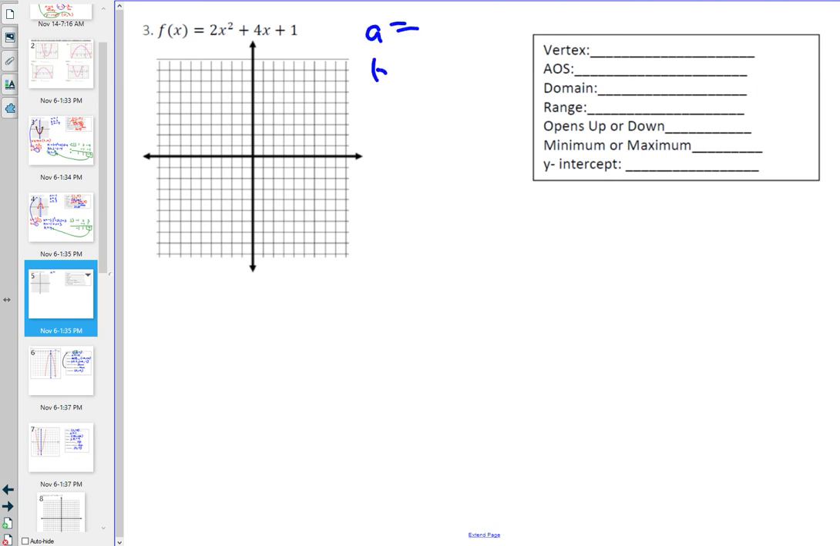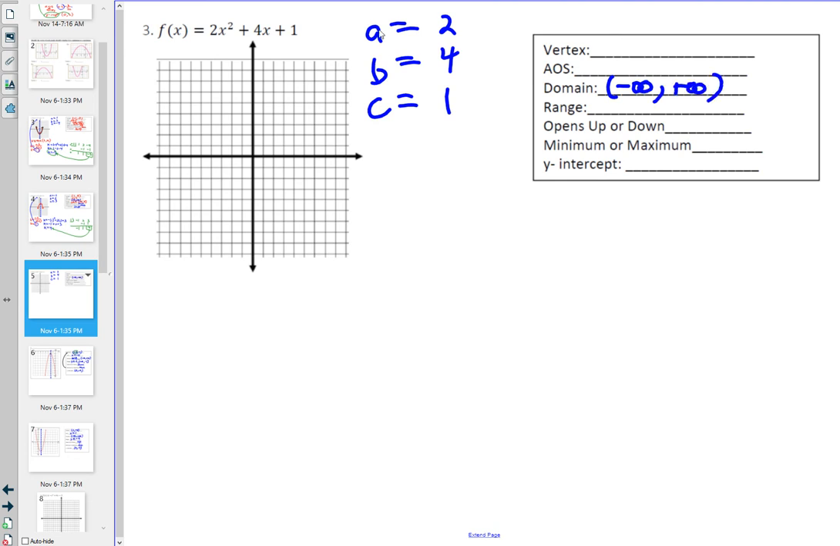Georgiana, what's A, B, and C? Good. Shiobi, do we know where the vertex is going to be already? No. Do we know where the axis of symmetry is going to be already? No. Do we know what the domain is going to be already? What's the domain? Good. All real numbers, negative infinity to positive infinity. Good.